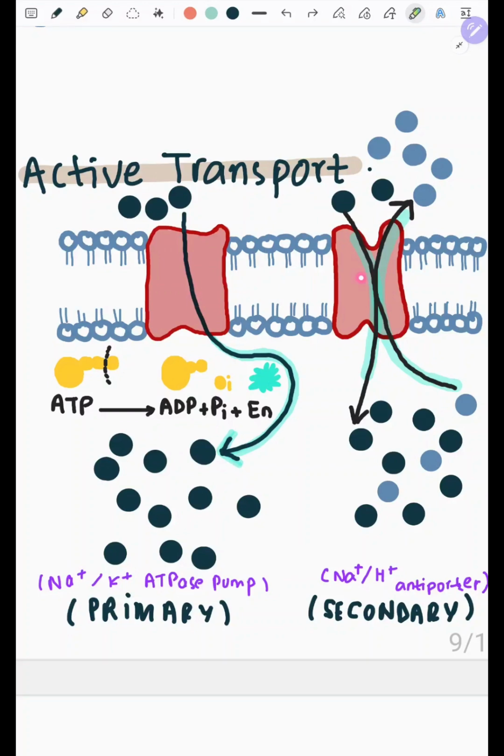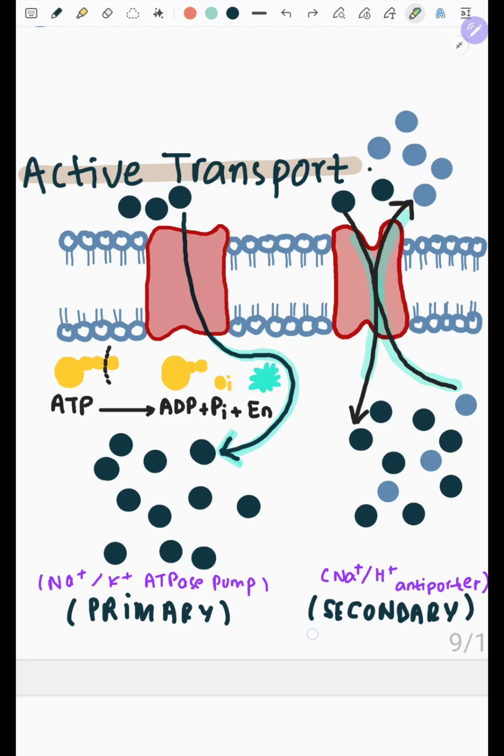Now, there are two mechanisms to provide that energy. One is that an ATP molecule breaks, it releases one phosphate, and the energy is released by the bond breaking. This energy is used to transfer the molecules. This is called primary active transport. An example is the sodium-potassium ATPase pump. That is, by using the energy of ATP, a pump is created, and it will transport both sodium and potassium against the concentration gradient.